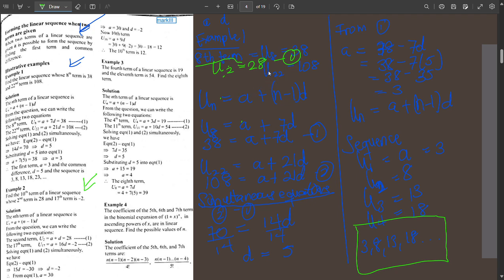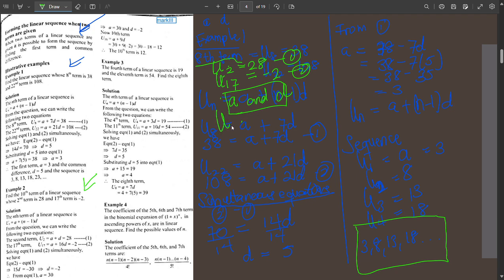Which is going to give us one equation. And then they give us the 17th term too, and the 17th term is also going to give us another equation. So once we have two equations, we can do simultaneous equations and in the end find A and D. Once we have A and D, we can find any term using this formula.